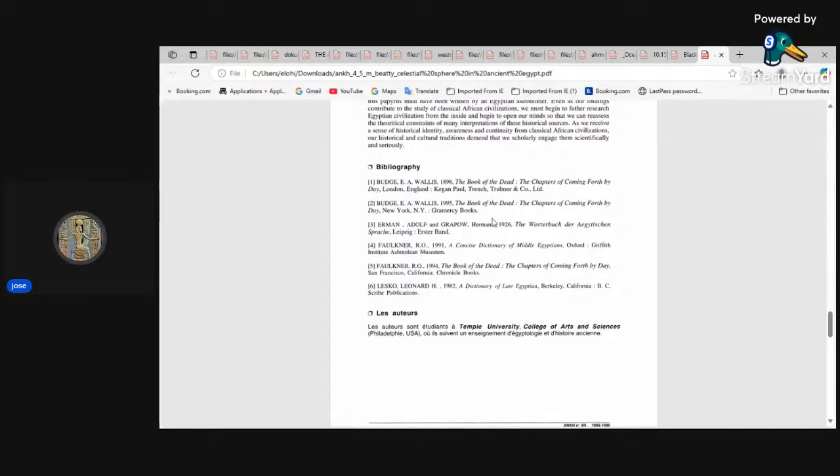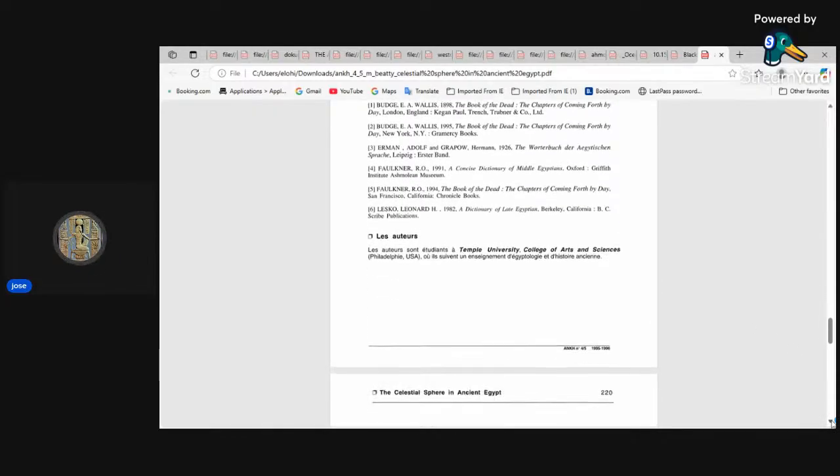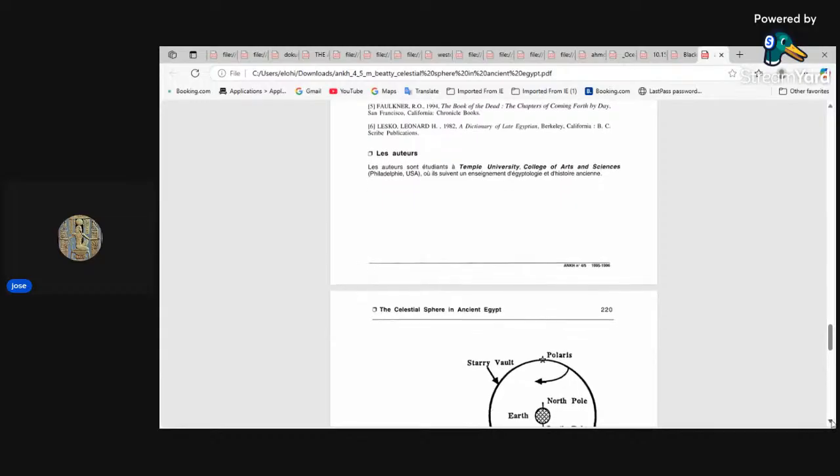I definitely have this Faulkner. I have the Faulkner Dictionary. Definitely, I have the Book of the Dead by Faulkner. I have Lesko. So I think what I'm going to do is go through some of these things a little later after I finish with this. So let's see how much more we have to go.